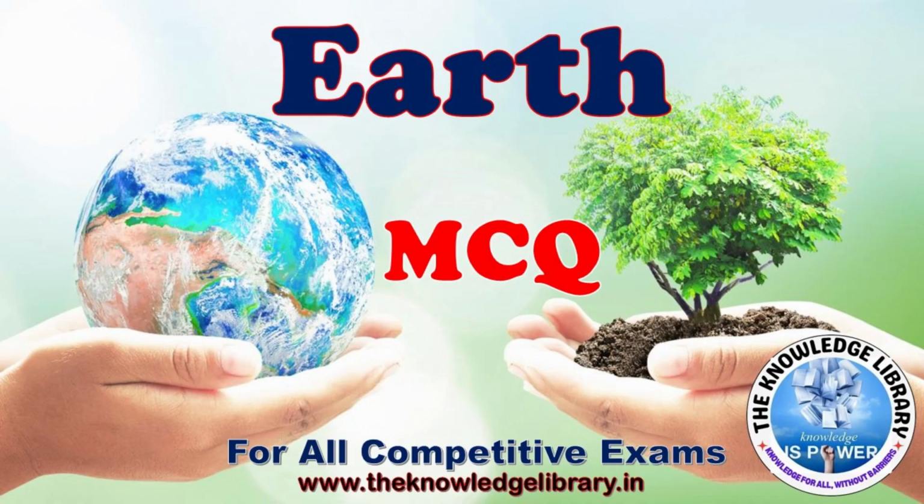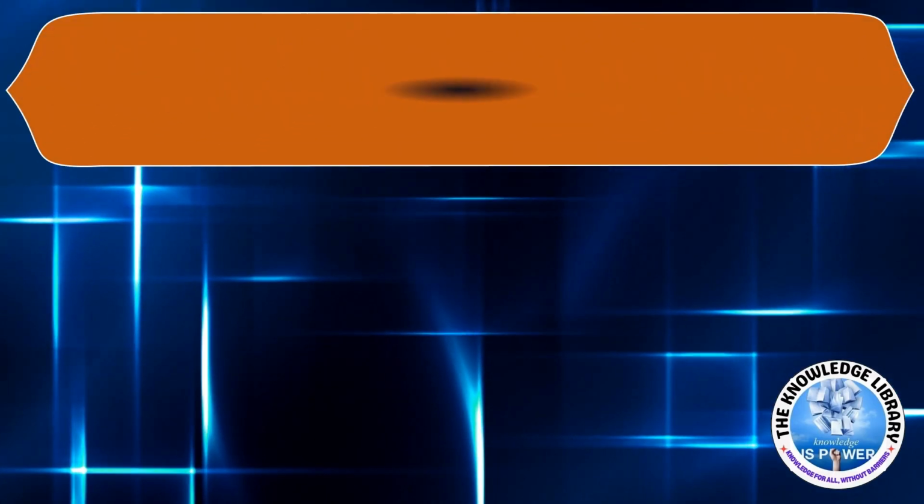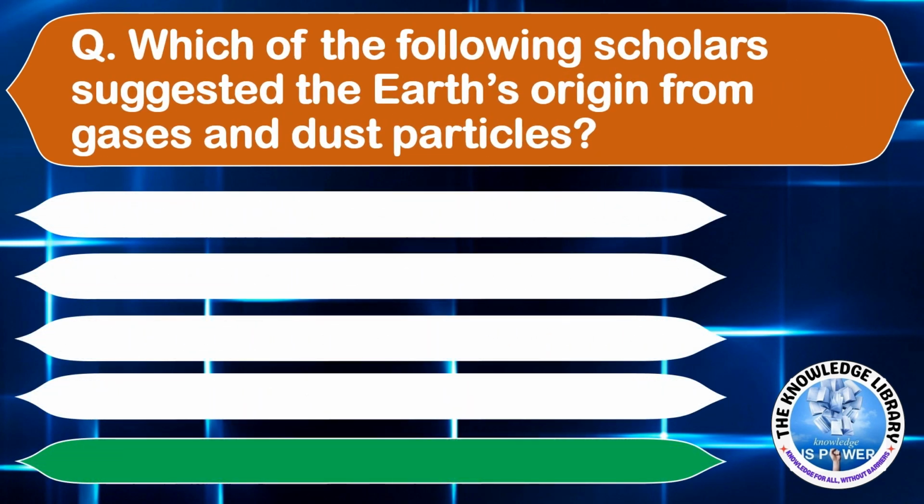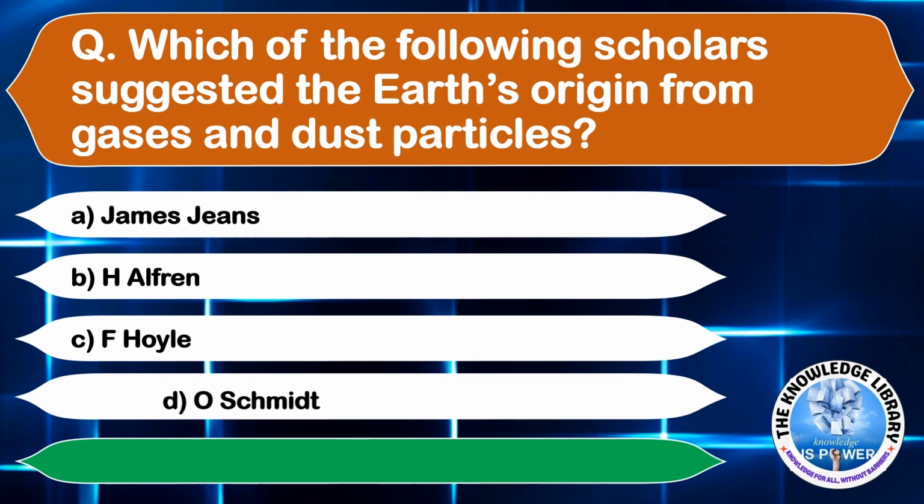Today we are here to discuss some of the important MCQs from the topic Earth and its origin. So let us begin. Our first question is, which of the following scholars suggested that the Earth's origin is from gases and dust particles? Option A, James Jeans. Option B, H. Alfvén. Option C, F. Hoyle. And option D, O. Schmidt. The correct answer is option D, O. Schmidt.